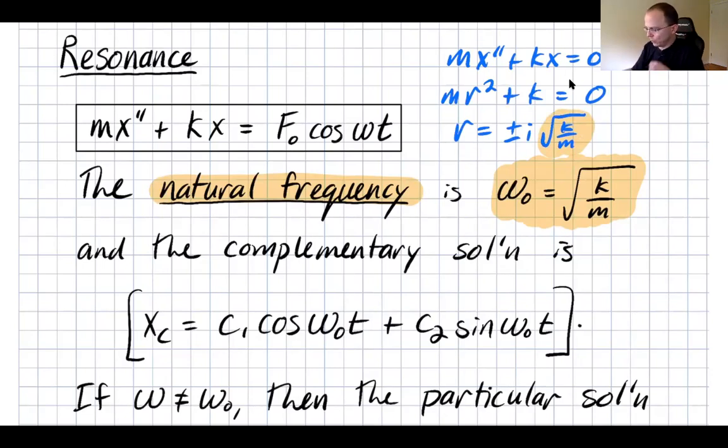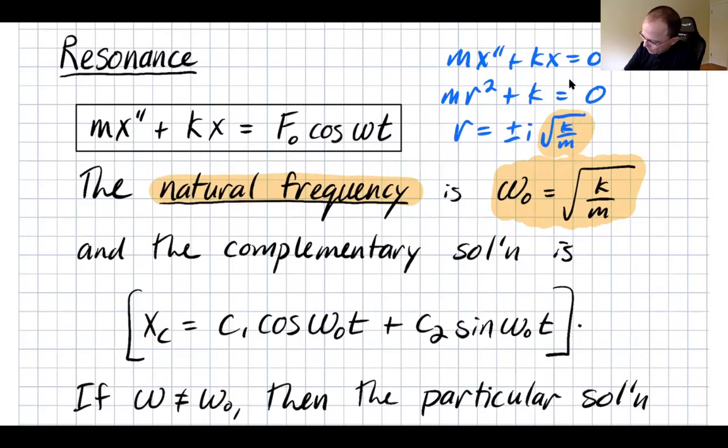And then of course we know that the solution of this homogeneous equation is given by this, where instead of writing this all the time, we're just going to use omega naught here, which is the circular frequency. So that's the natural frequency of the system. If you were to not have an external force and just set the system in motion, then it's going to oscillate at this circular frequency.